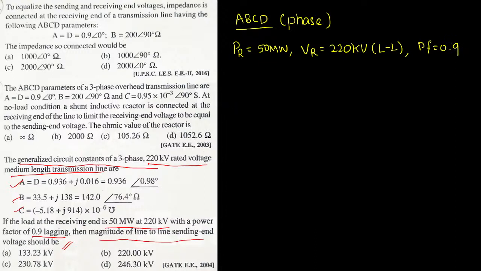Given it is ABCD parameter. In terms of ABCD parameter, how will you calculate the sending end voltage? Sending end voltage equals A times receiving end voltage plus B times receiving end current. But all the parameters you must consider per phase. At last, you can calculate the line voltage. What you need to do is first convert all things into per phase.